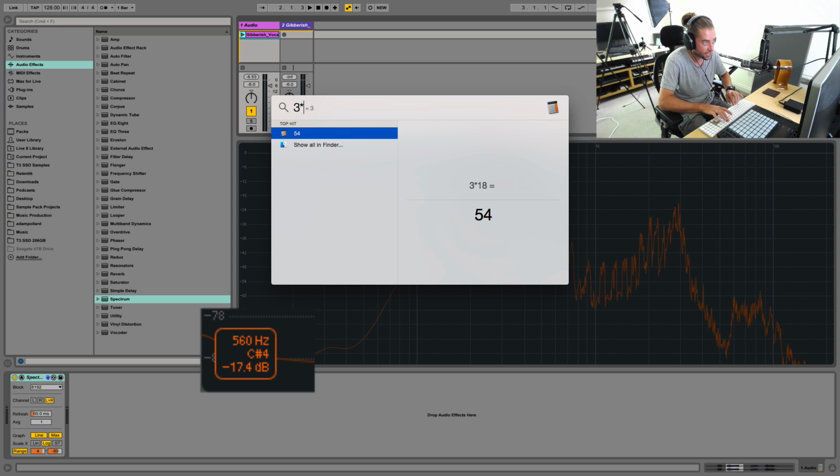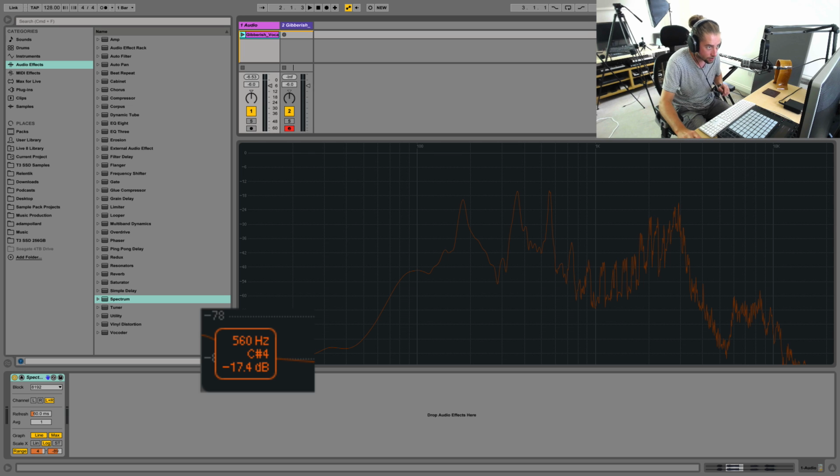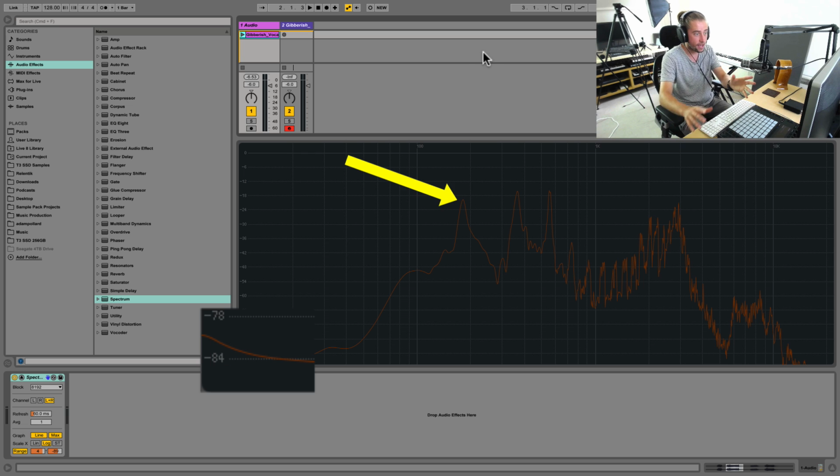So 540-ish, hovering our mouse. That's close enough for me. It's in the ballpark of 540-ish. That means we've guessed correctly. We've guessed that this guy, the first big peak, is the fundamental frequency, and therefore that is the fundamental frequency of the vocal.